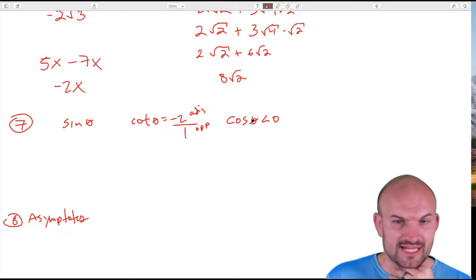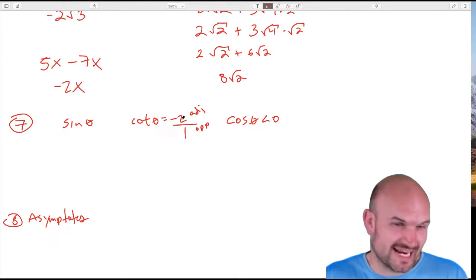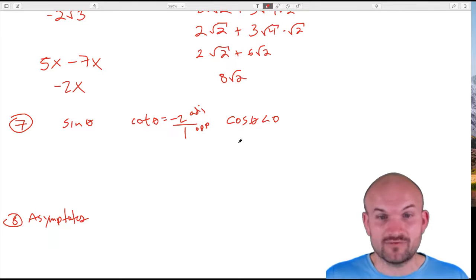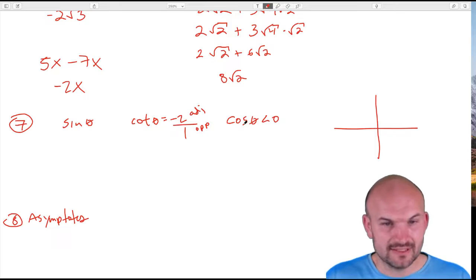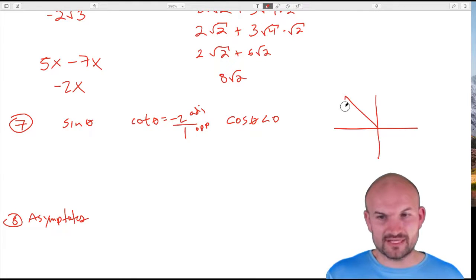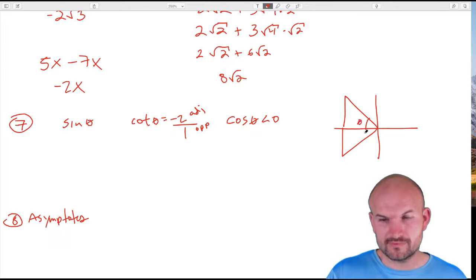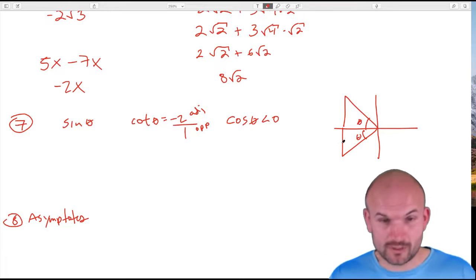Now, it does say cosine of theta has to be less than 0. So I have my adjacent side is negative and my opposite side is a positive 1. Well, if cosine is negative, that means the negative side has to look like this or like that, right? So here's my theta. Or it could be down here. Now, one of these triangles is correct and one of them is not going to work.